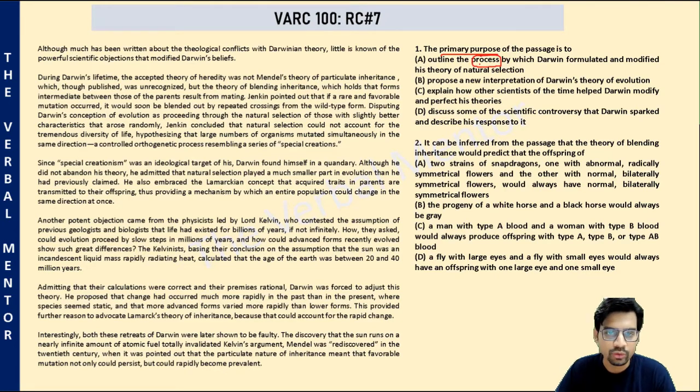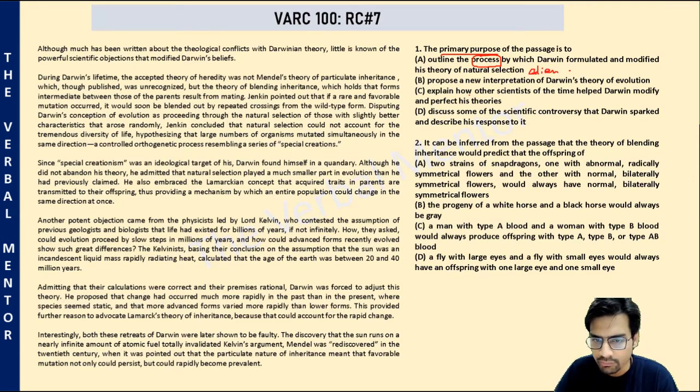But the problem word in this answer choice is the process. Though the passage tells us that Darwin modified his theories, revised his theories after objections were raised by other scientists, the passage never tells us about the process he followed in modifying the theory. We only know that his earlier theory was this and the modified theory was this. But what process he followed, what were the steps he followed, how he modified the theory is not known. So this part, to outline the process by which he modified, this process part is alien to the discussion.